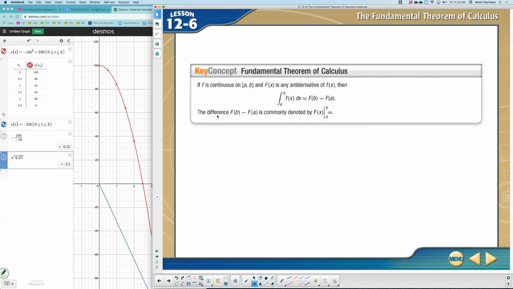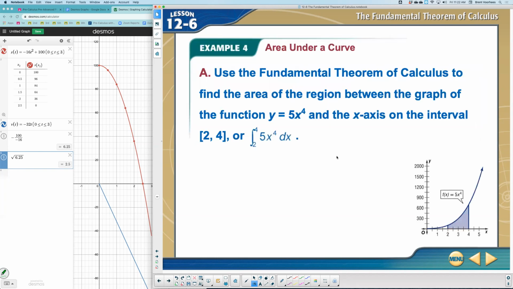It's the difference of the antiderivative evaluated at b minus the antiderivative evaluated at a. The top of the integral minus the bottom, or the right bound minus the left bound. And it'll be represented using this form. Okay, so here we go.